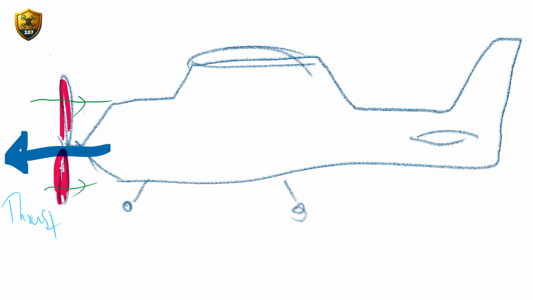Okay, so once we have the thrust, we have another force that acts on our aircraft, which is the weight, right? So the weight acts down due to gravity. So this is the weight. So we have another force, which is the weight acting down, right?